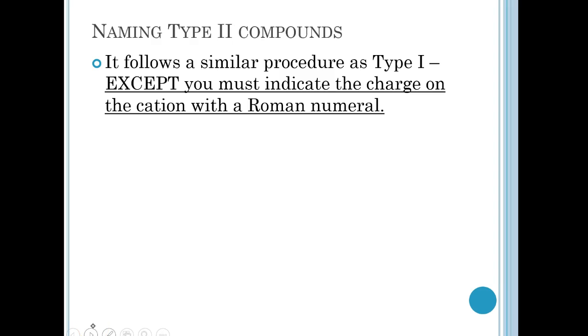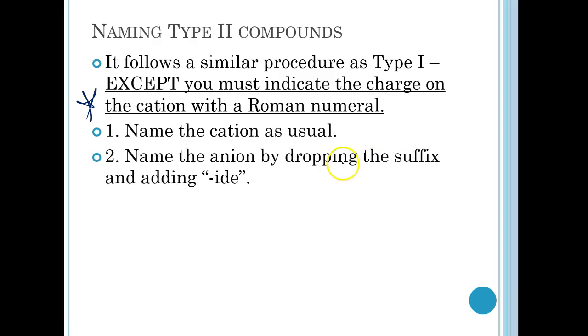Now, naming it is a little harder. This is probably the hardest thing we're going to have in the binaries. It follows a similar procedure as type 1, except you have to include the charge. Okay? So, name the cation, so iron, chromium, manganese, tungsten, whatever they are. Name the anion by dropping the suffix and adding IDE.